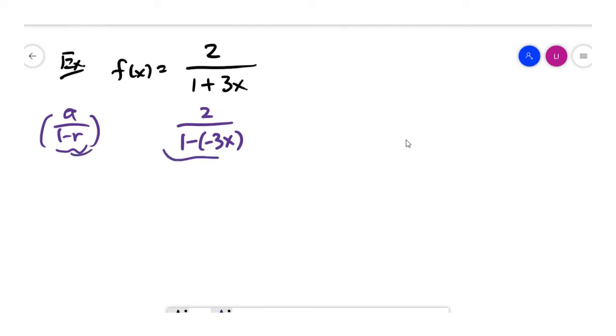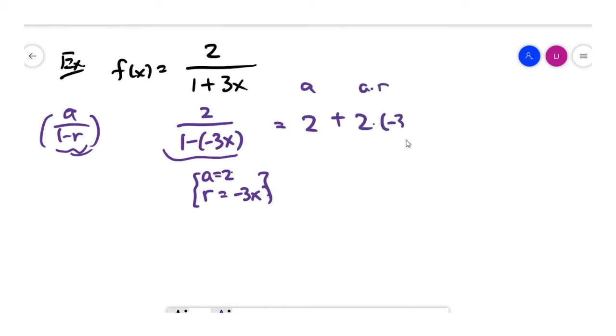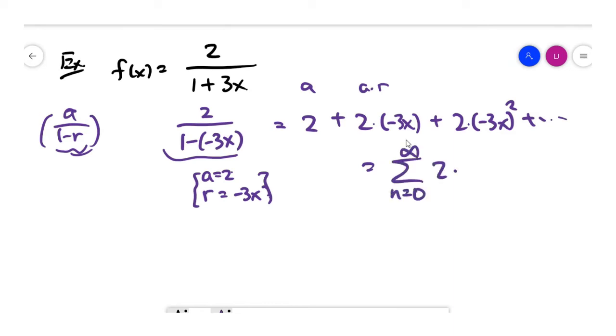And now you see they are exactly the same. Basically, a is 2 now, which is the first term, and the ratio term is -3x. So the right-hand side essentially means the convergent geometric series we look at. The first term is 2, right? The second term is a times r, which is 2 times minus 3x, and the next term is 2 times (minus 3x) squared, etc. So as a summation, it's a summation from n equals 0 to infinity of 2 times (minus 3x) to the power n. And that's basically the end of this convergent geometric series.